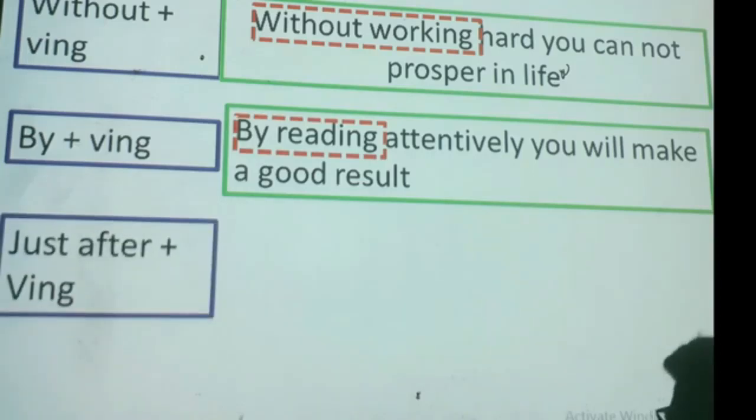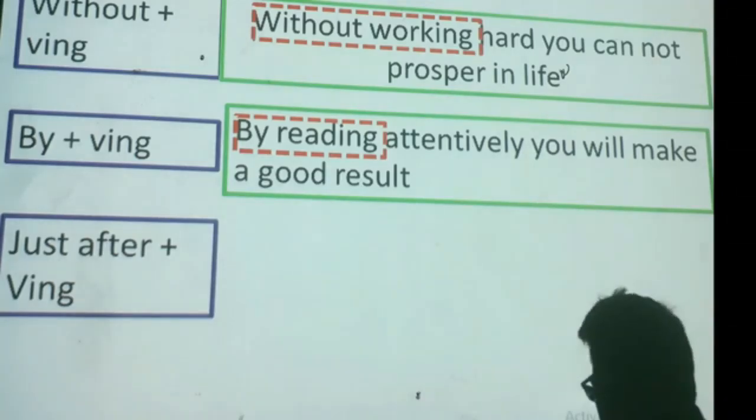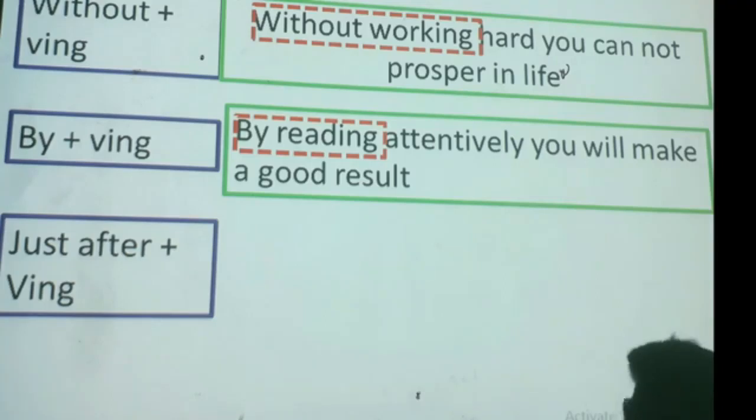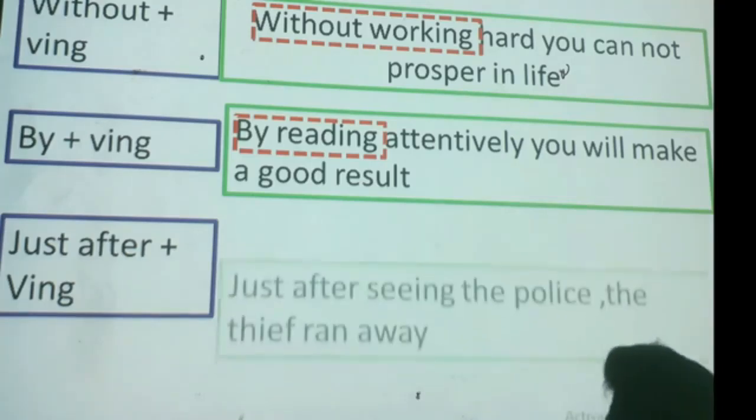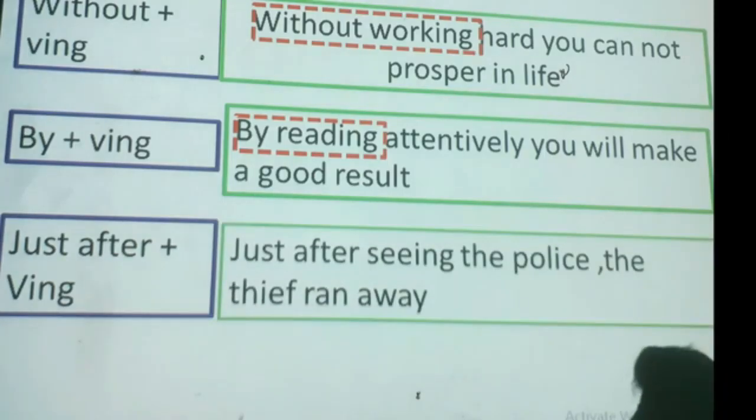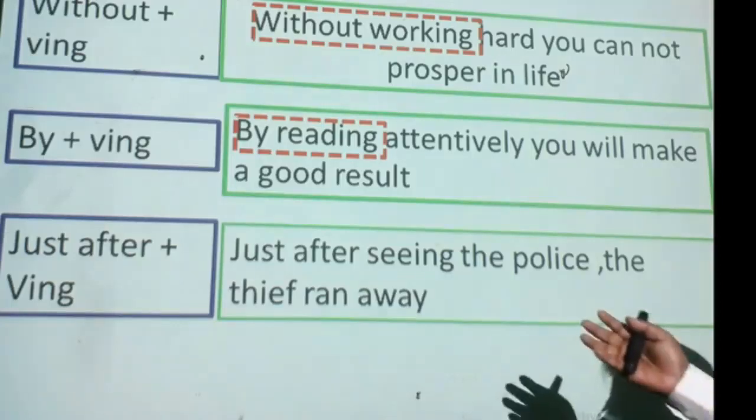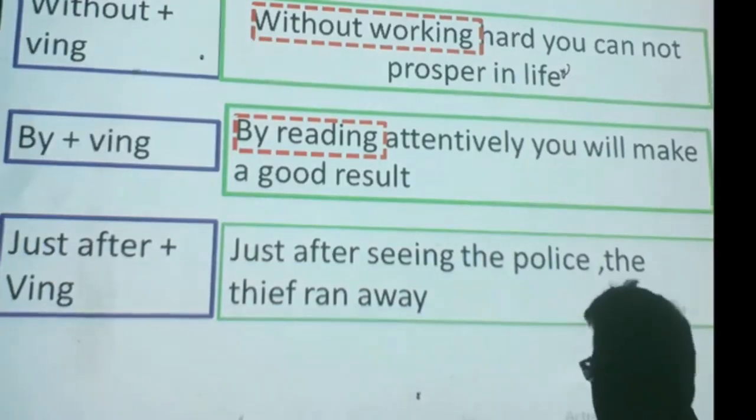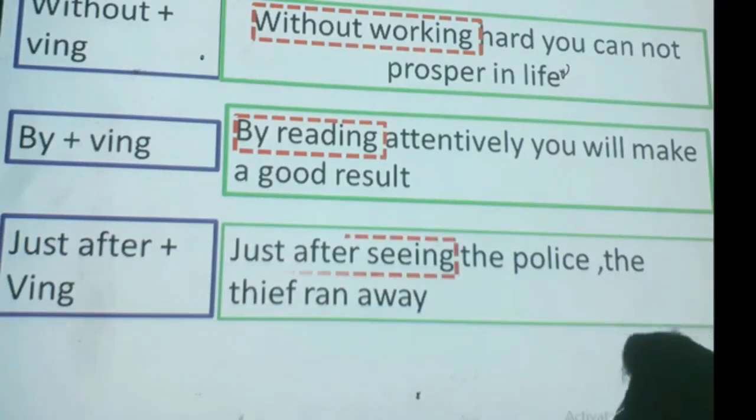Next example, "just after" plus verb ing. When you see in a sentence "just after" plus verb ing, the sentence will be simple sentence. Just after plus verb ing. See, in this sentence, see is a verb, and the ending of the verb is ing form.